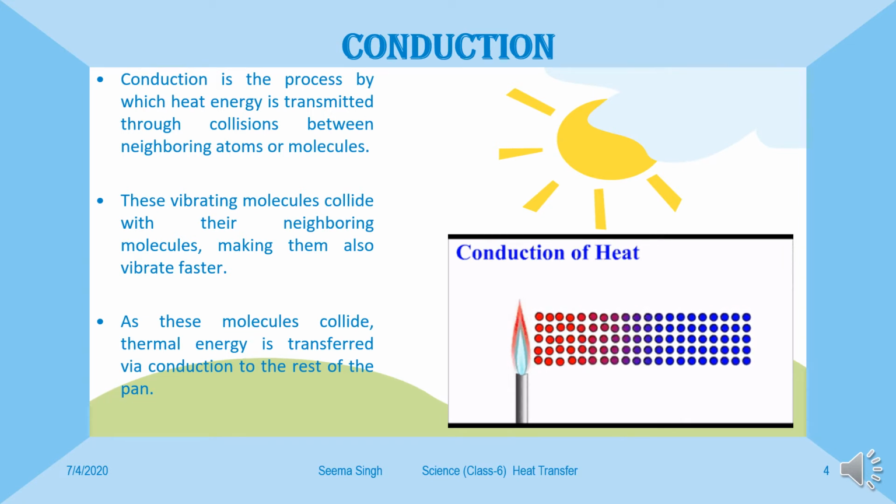These vibrating molecules collide with their neighboring molecules and make them vibrate faster. When the vibrating molecules collide with their neighboring atoms and molecules, they make the neighboring atoms and molecules collide even faster, which helps in the heat transmission. As these molecules collide, thermal energy is transferred via conduction to the rest of the pan. Because of this collision and vibration of atoms and molecules, heat transfer takes place, and hence the conduction process occurs.